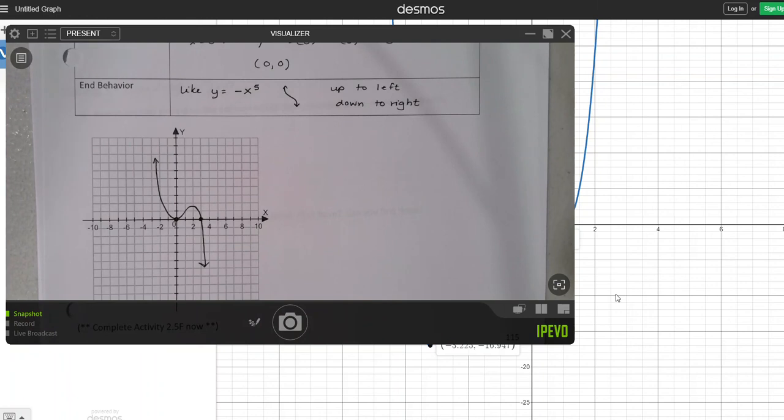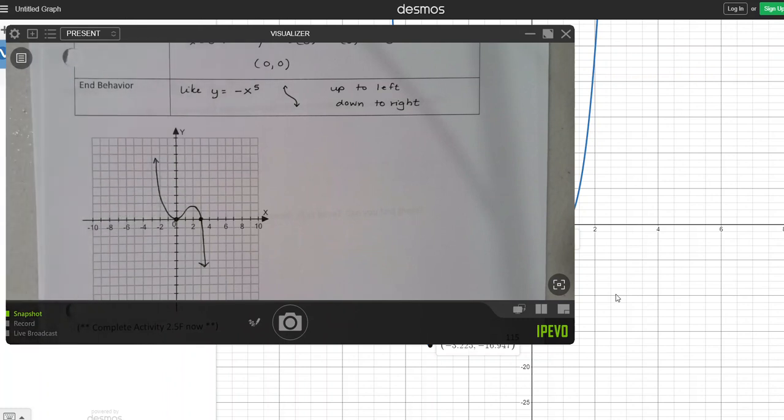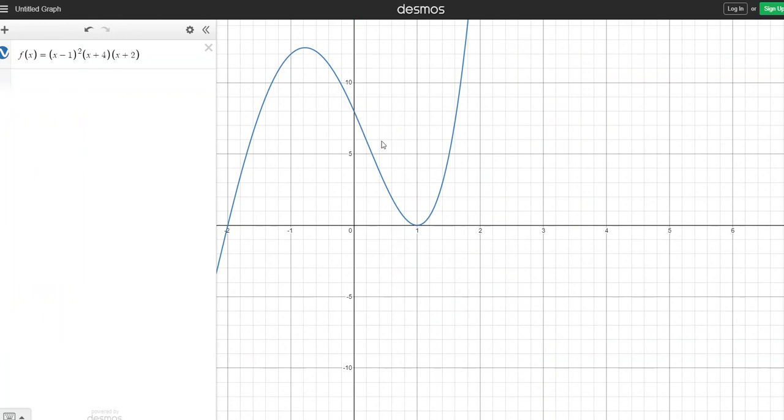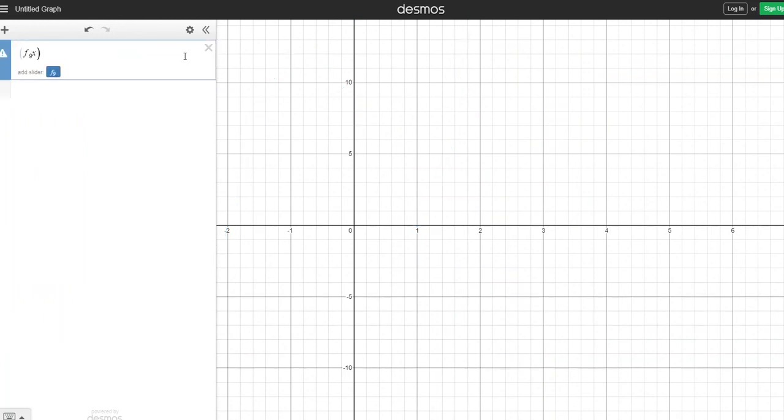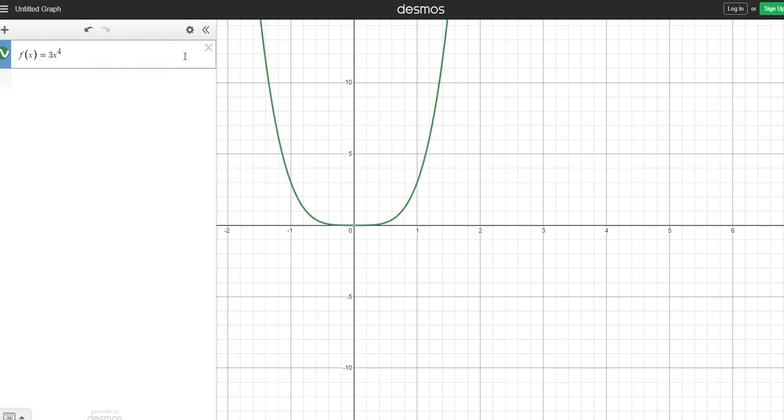I'm going to guess that I have the basic shape correct. Again, that maximum right there might be way taller than what I have. I just don't know, but since I didn't put a scale on my y-axis, I can get away with it. Let's check. I always do that. All right, my function was 3x to the 4th minus x to the 5th.